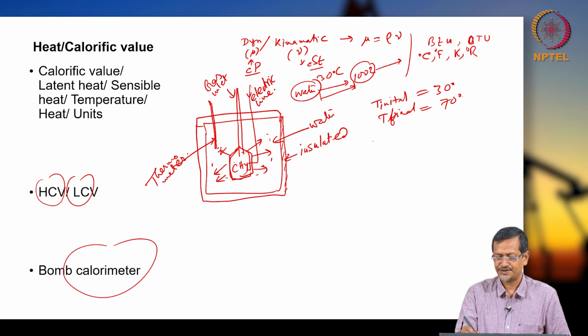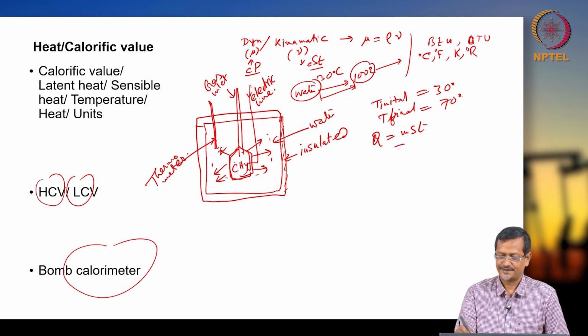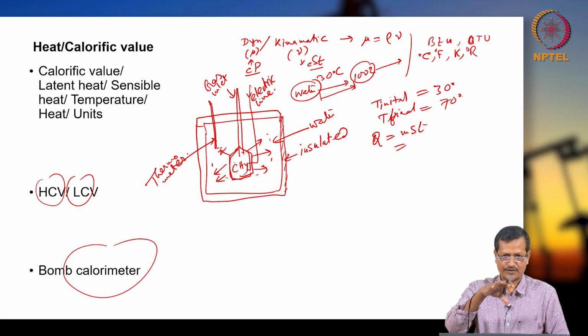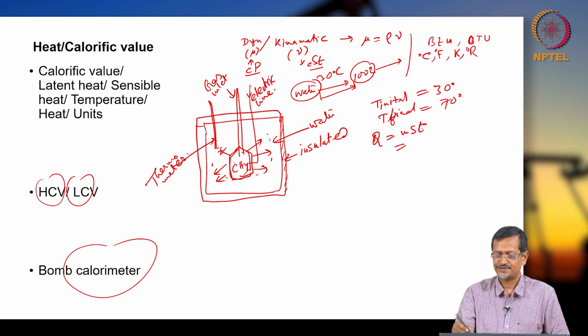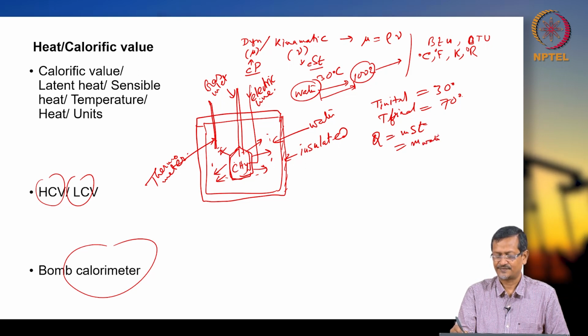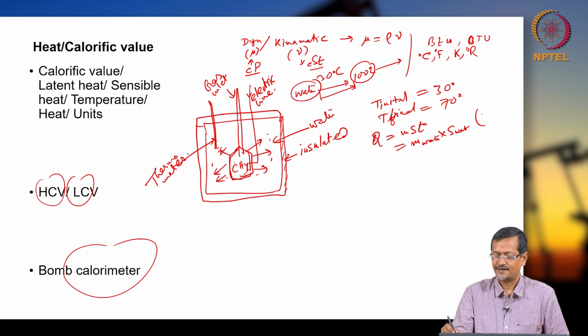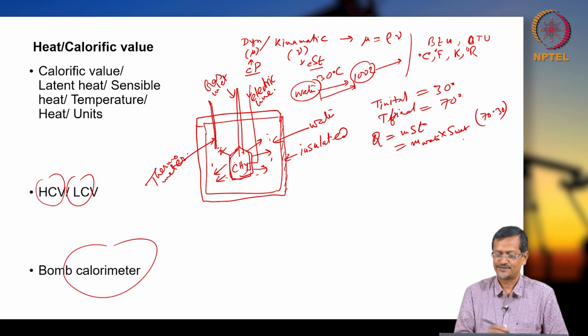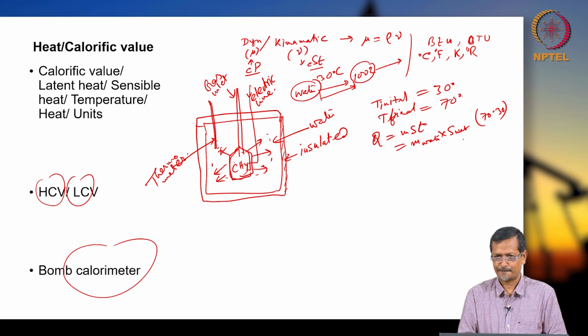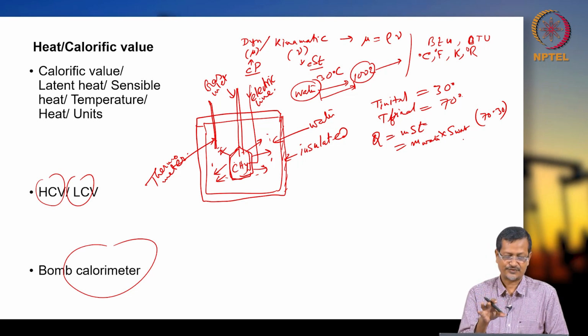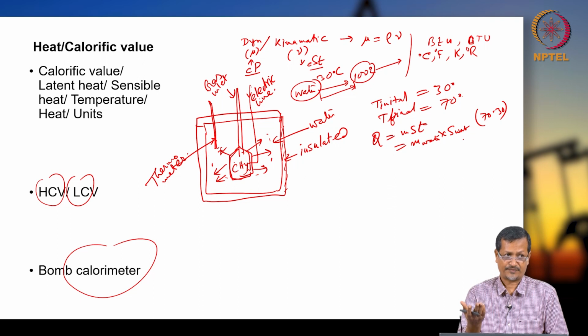Now, how much heat is generated? Q equals M S T, right? M is the mass of water you have taken, S is the specific heat of water, and T means T final minus T initial. Then 70 minus 30. So you get this much heat generated, this much total heat. So, it is actually the higher calorific value.